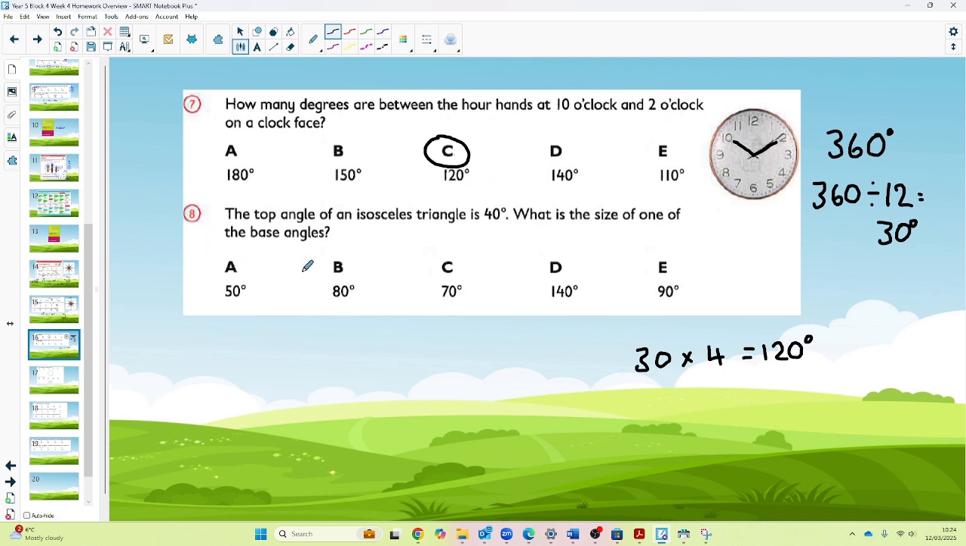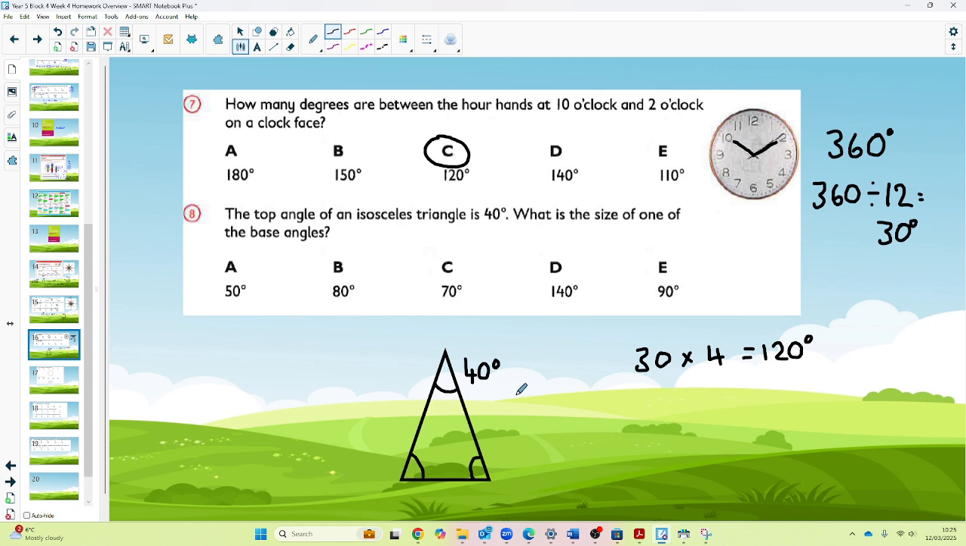Question 8. The top angle of an isosceles triangle is 40. What is the size of one of the base angles? Now I'm just going to draw an isosceles triangle here so you can understand how this question is worked out. It describes the top angle of an isosceles triangle as 40 degrees. So this angle up here is 40. And our job is to work out one of the base angles.